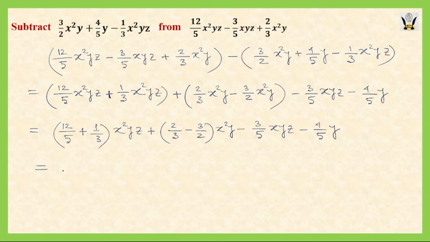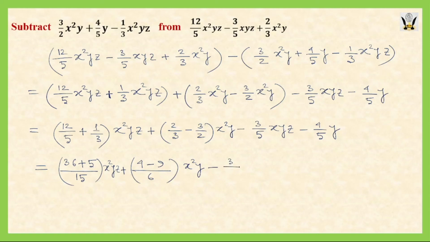Now we will take the LCM of 5 and 3, which is 15. So it will be 15 divided by 5, quotient is 3, so it will be 3 times 12, 36, plus it will be 5, so 5 multiplied by 1, it will be 5 only. Then for the second term, the LCM will be 6, 6 divided by 3, quotient will be 2, so it will be 4, minus it will be 9, and then here we have x square y.